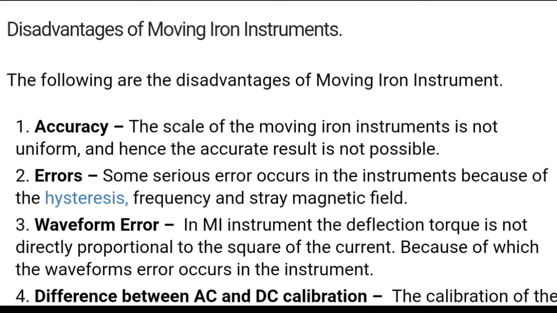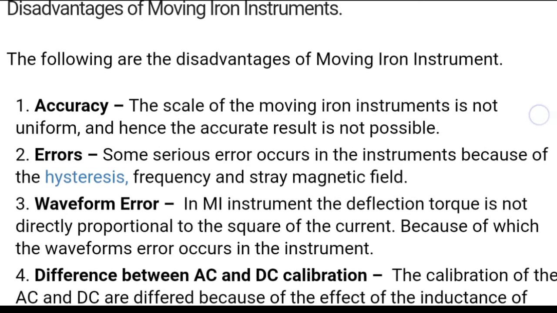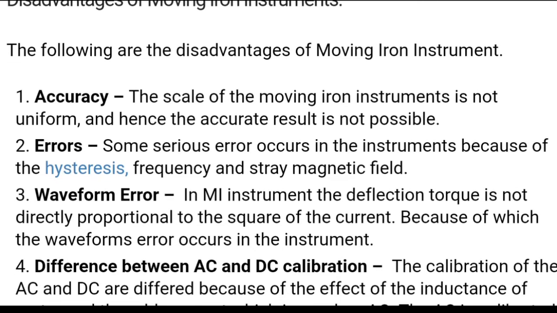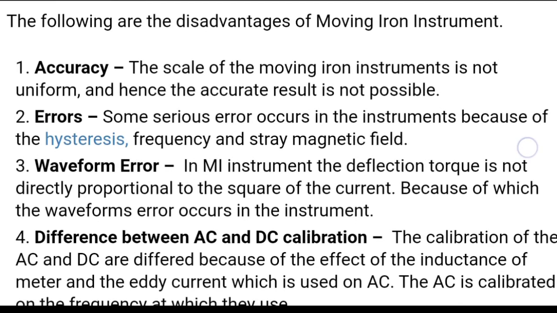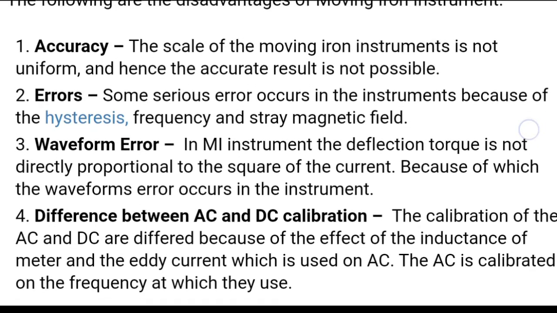Due to that non-uniform scale, an accurate result is not possible. The second disadvantage is errors. Some serious errors occur in the instrument because of hysteresis, frequency and stray magnetic fields. There is also waveform error: in the moving iron instrument, the torque is not directly proportional to the square of the current, because of which waveform error occurs in the instrument.